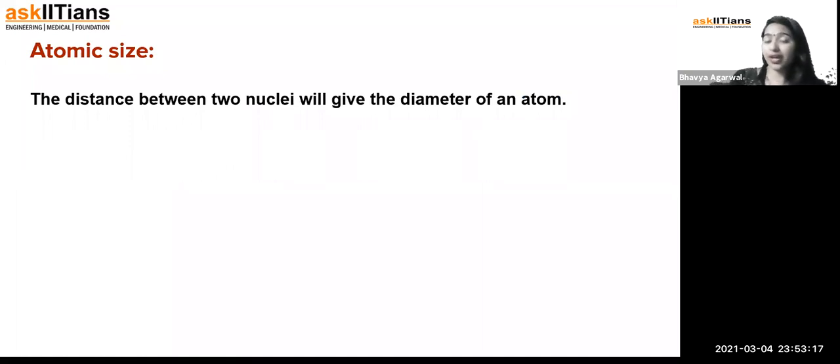Now we move to another topic, and that is about the atomic size. Here we are going to discuss a few more additional things in the atomic size. Now what do you mean by the term atomic size? The distance between the two nuclei will give me the diameter of an atom.